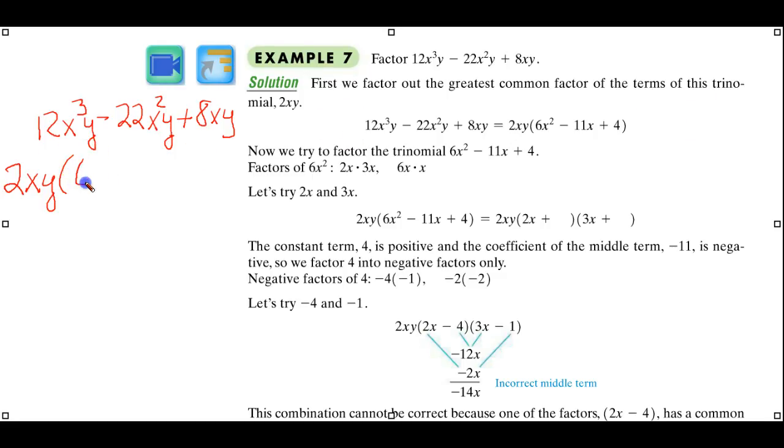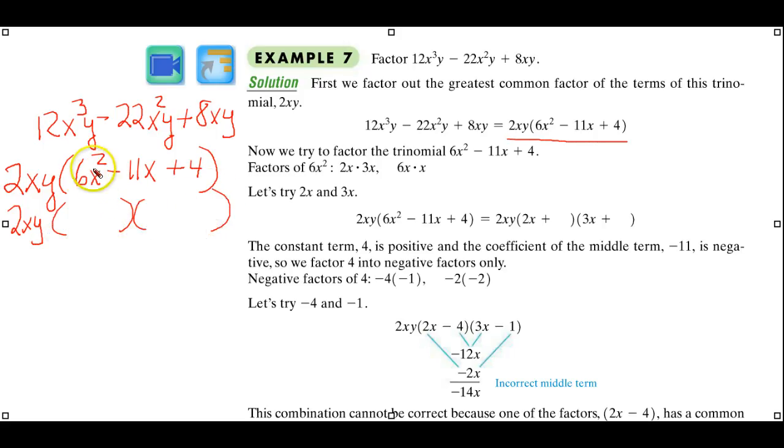So this is 6x squared minus 11x plus 4. Okay, and that's what they have there. Of course, I could look there and just copy things, but I'm trying to work it out as if I were a student here. Okay, so we write the 2xy, and now we're going to put 2 sets of parentheses.